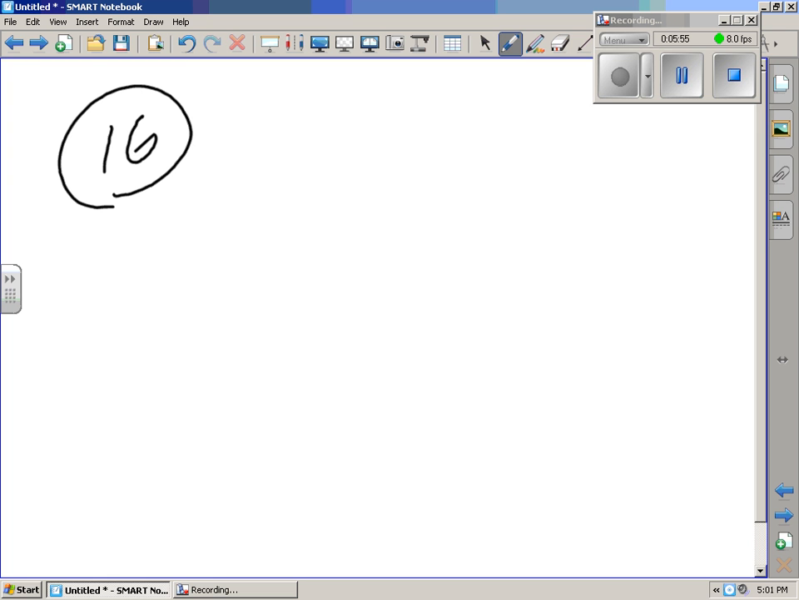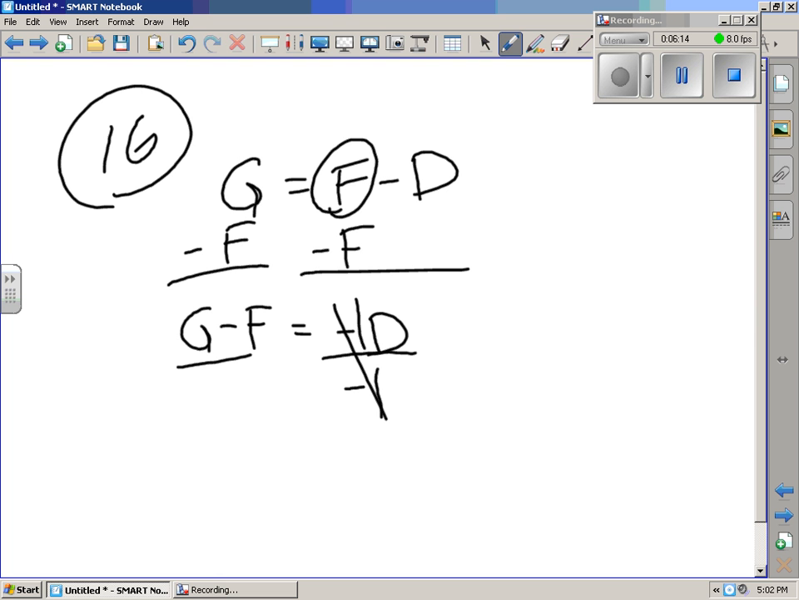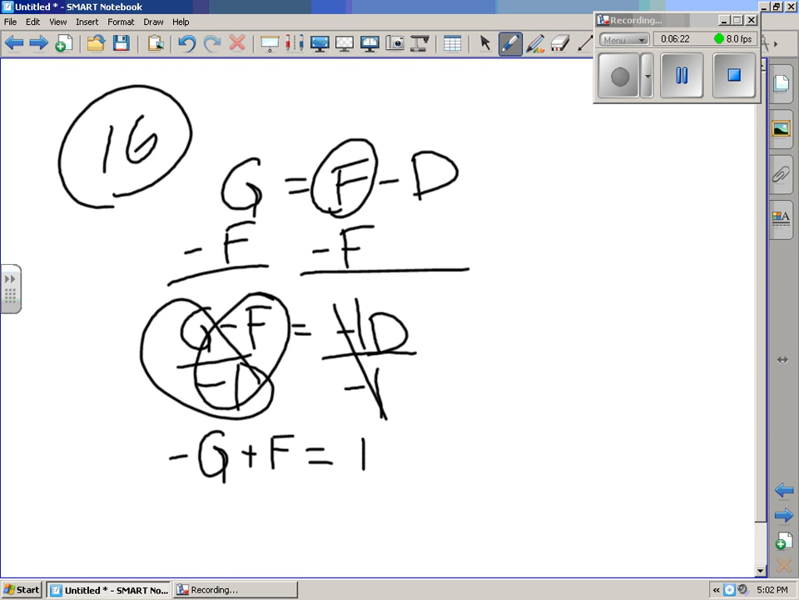Number 16, G equals F minus D. We are solving for D, so we're going to start by getting rid of F. So we subtract F from each side using the inverse operation. We get G minus F equals negative D. Then we divide by the coefficient of D. The coefficient of D is a negative 1. G divided by negative 1 is negative G. Negative F divided by negative 1 is positive F.